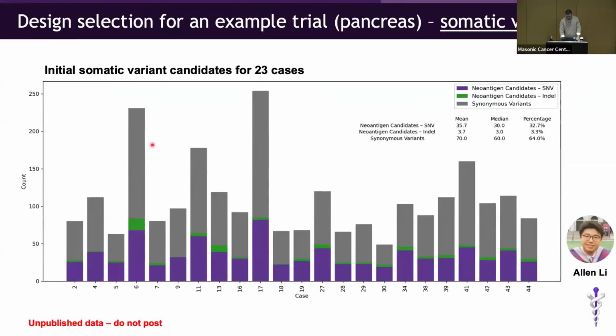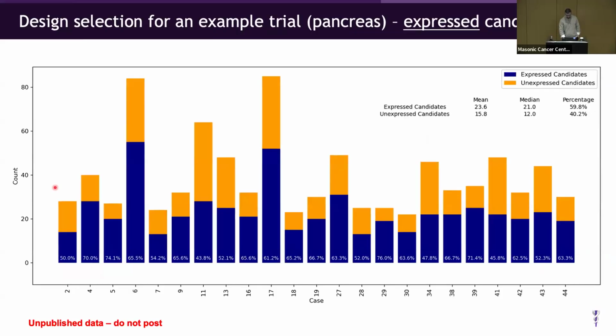So, okay, what does it look like to actually apply this in a trial? Here's an example from one of our recent trials, again using the pancreas trial as an example, where we start with hundreds, up to 200 or 300, somatic variants. And we look at those to try to understand which of them might actually give rise to an amino acid change, which is what's depicted in purple and green here. And then we further look at the RNA data to try to decide which of these are actually expressed as a further way of prioritizing them.